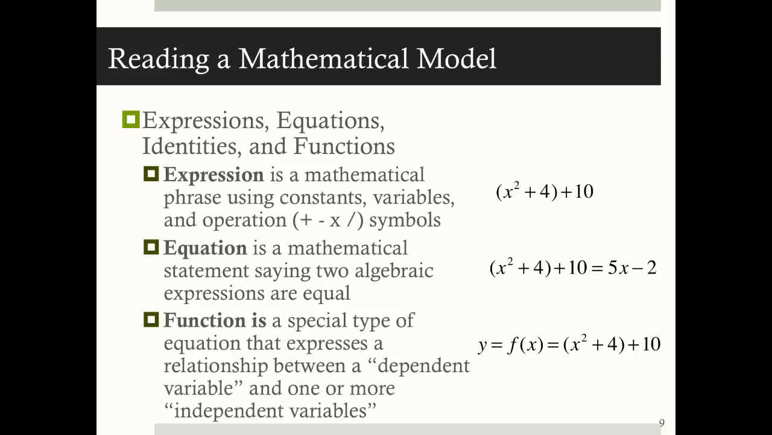And then finally we have a function. We're going to talk about functions in more detail later on, but just to give you a heads up of what it is. A function is a special type of equation. It just expresses a relationship between a dependent variable and one or more independent variables. So in this example, we have a function, y equals f of x is equal to x squared plus 4 plus 10. The dependent variable in this case is y. It depends on the value of x. So the independent variable is x.